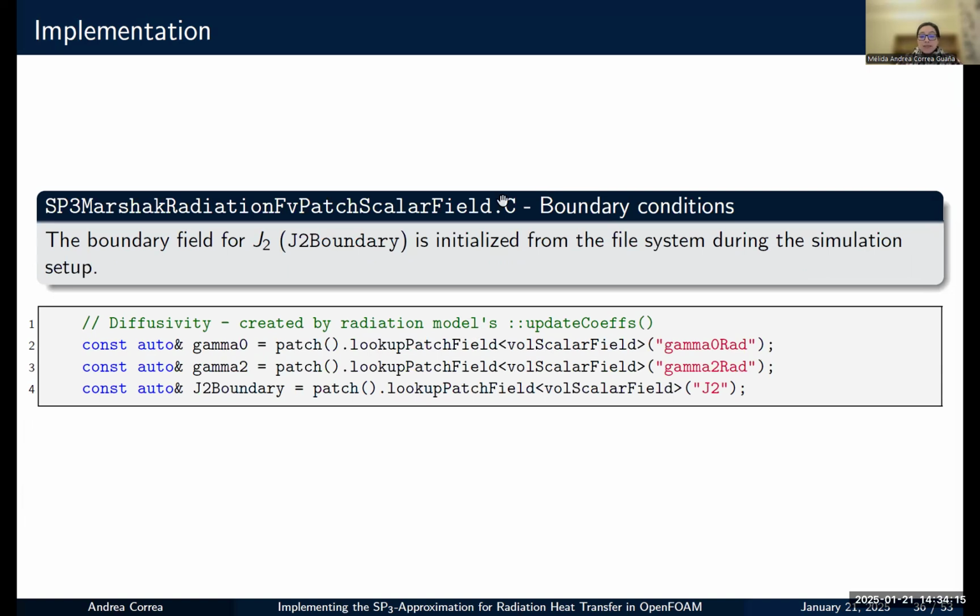Here, this is the implementation, but in the boundary condition. During the simulation setup, the values required for the diffusivity associated with the zero and the second moment are needed. This is the zero and the second moment. And this is read directly from the file system using this function, the lookup patch field method. This allows the specific boundary condition to be automatically initialized from the parameters defining the input configuration.